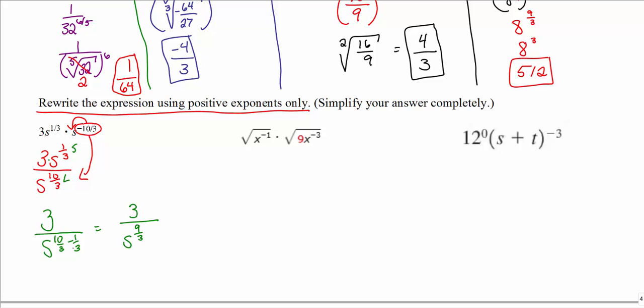So we just subtract those fractions. And of course, we could simplify that a little further. 9 divided by 3 is, of course, 3. So we get 3 divided by s to the 3rd power.